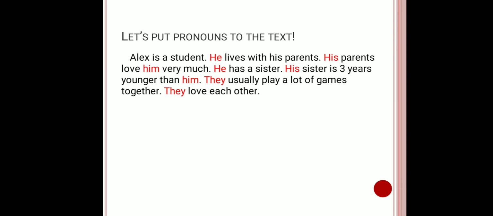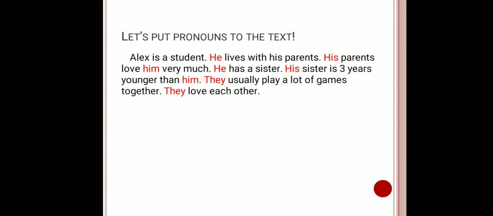He has a sister, so I replaced Alex with the subject pronoun he because I want to refer to a boy. He has a sister. Instead of saying Alex, Alex, Alex, I replaced some nouns with appropriate pronouns, which either is subject or object. His sister is 3 years old, younger than him, because it's at the end of the sentence, so it should be an object pronoun, so I just put him.